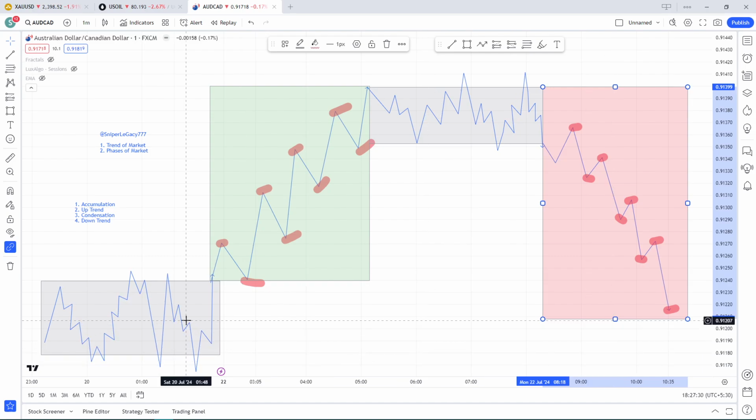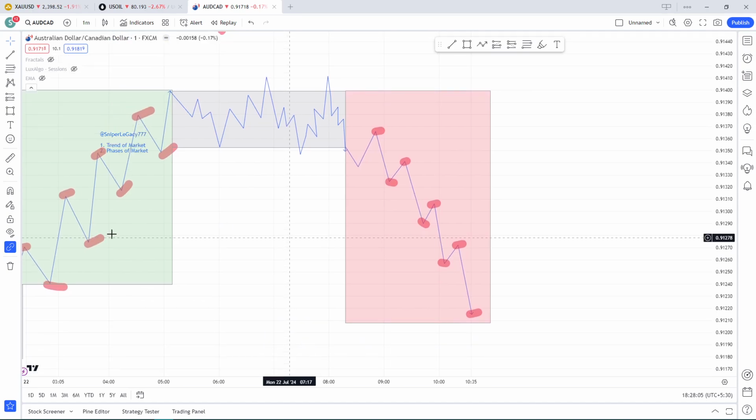So here the difference between accumulation and condensation is that after accumulation an uptrend is the result. Okay, and after condensation what is the result? Yeah, you are right, it's the downtrend. So the only difference between accumulation and condensation is the trend that comes after that. Okay, so these are the four phases of the market, and the market always moves in the same four phases. What I've explained right now is kind of a textbook move.